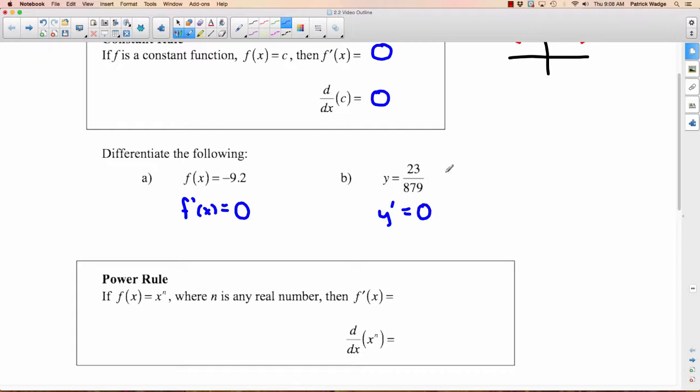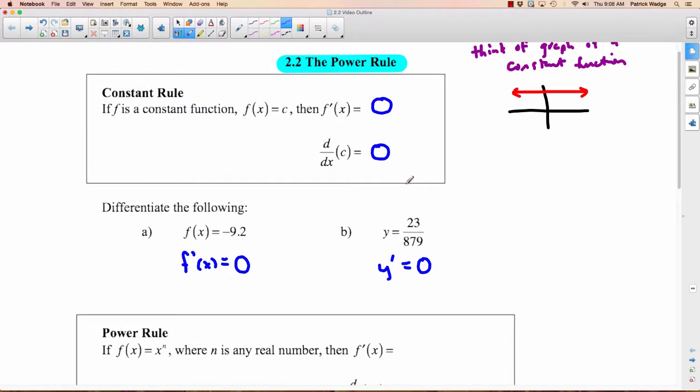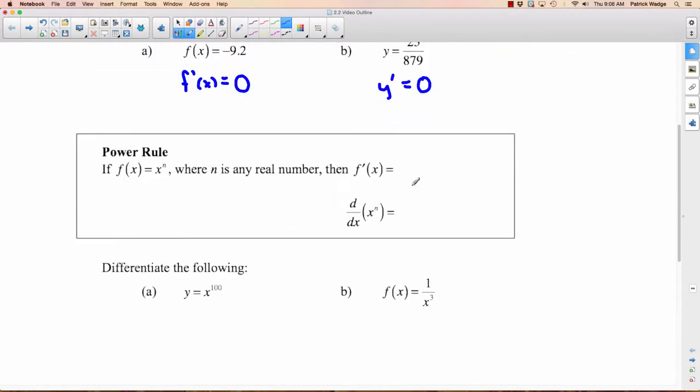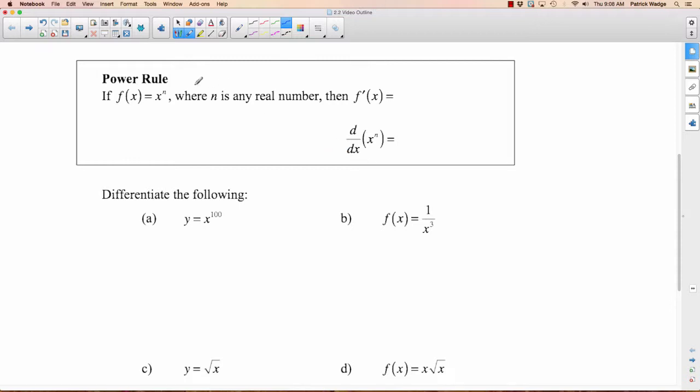Okay, easy, but not the most useful. I mean, we do use it a lot actually, but it's so easy. Let's go to something a little more difficult. The power rule. This is really important. This says if the function is equal to x raised to the nth power, where n is any real number, so it could be x to the 3, x to the 4, x to the -2, whatever, then f prime of x equals, in other words, what's the derivative equal, or d dx of x to the n, what does that equal?